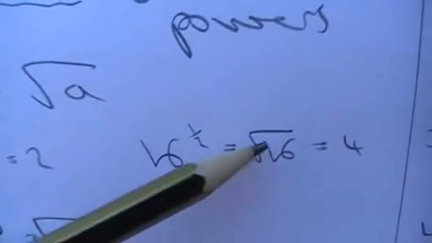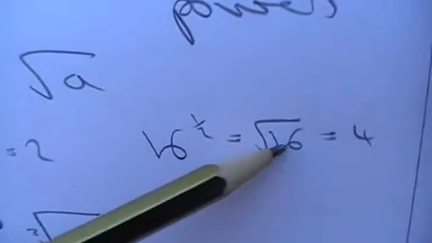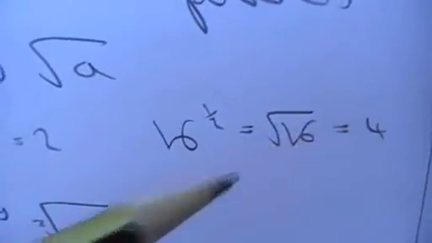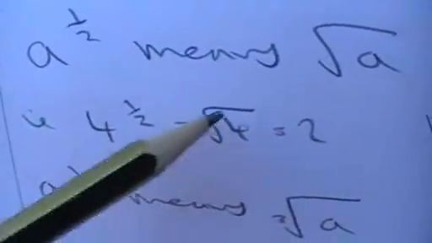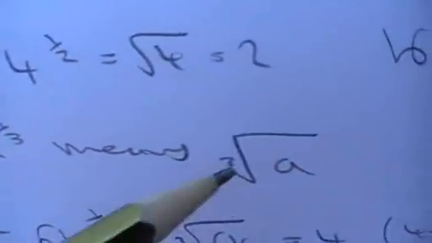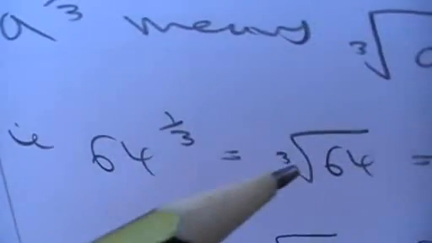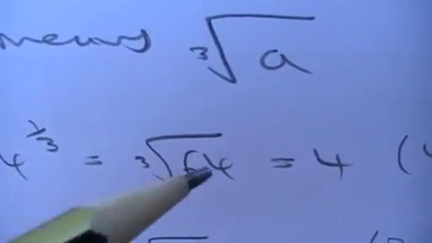Remember, square root of something means what number times itself gives you that. So 4 times 4 is 16, that's why the square root of 16 is 4. 2 times 2 is 4, that's why the square root of 4 is 2. Power of a third means cube root, means what number times itself 3 times, okay? So 64 to the power of a third, cube root of 64 is 4, because 4 times 4 times 4 is 64.